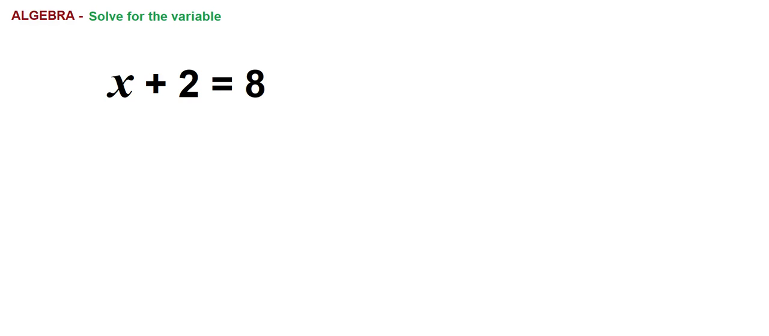x plus 2 equals 8. And we're asked in this problem to solve for the variable, and in this case the variable is x. So x is an unknown value, and we're going to figure out what that value is. Now if you look at this problem, x plus 2 equals 8, you can probably figure out that it should be 6 plus 2 equals 8, right? Because that's not very hard.